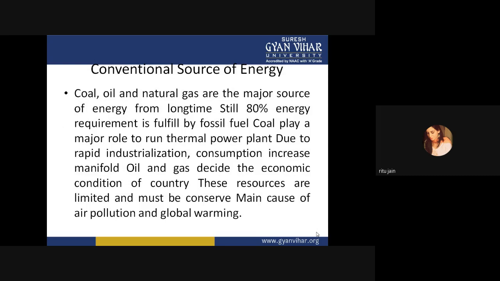So the problem is that we can use these resources to generate electricity, but what about our environment? Because when coal, oil, and natural gases are burned, carbon dioxide and a number of gases are released after combustion, which pollute our environment. And everyone knows that the main problem nowadays is global warming, which is due to carbon dioxide. So we have to find a solution to overcome these problems.